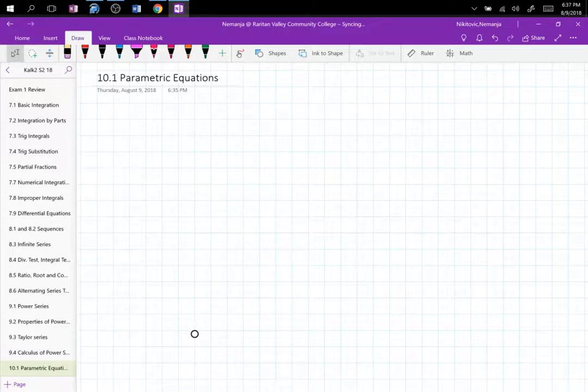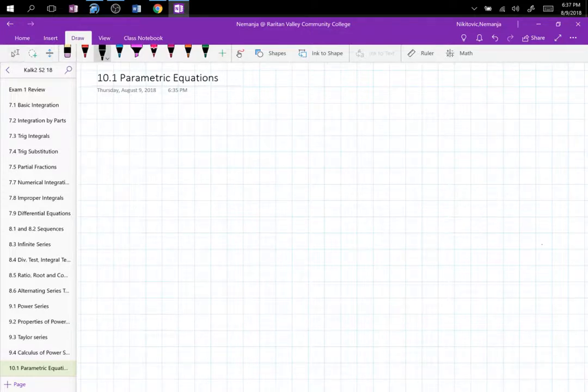So we have a new method or a new lens to look at functions through parametric equations. So let me first say that in a nutshell, what parametric equations do is they break dimensions into separate equations and then do so in terms of a parameter.